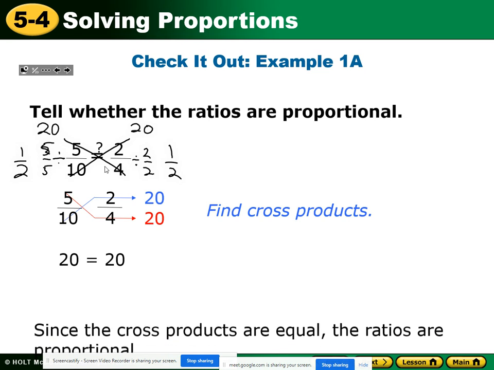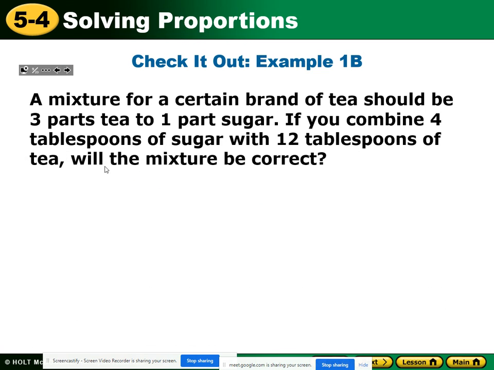Okay. So, a mixture of a certain brand of tea should be 3 parts tea to 1 part sugar. So what do you want to make the fraction look like?